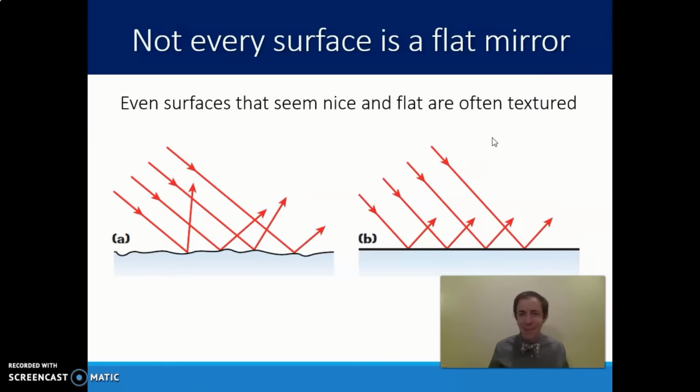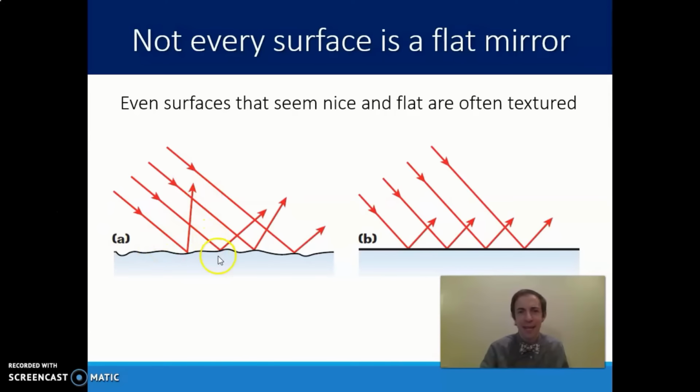Now, not every surface is actually a flat mirror. Even surfaces that seem really smooth, like the wall here behind me, seems pretty smooth, but it doesn't operate as a mirror. I don't see my reflection when I look in that wall. And that's because even smooth surfaces are often textured on a more molecular level. Now, all of these light rays are bouncing in the same way that you would expect, reflected over that normal line. Now, these ones are as well. The only difference is that normal line is pointing in different directions depending on what the localized part of the surface is looking like.